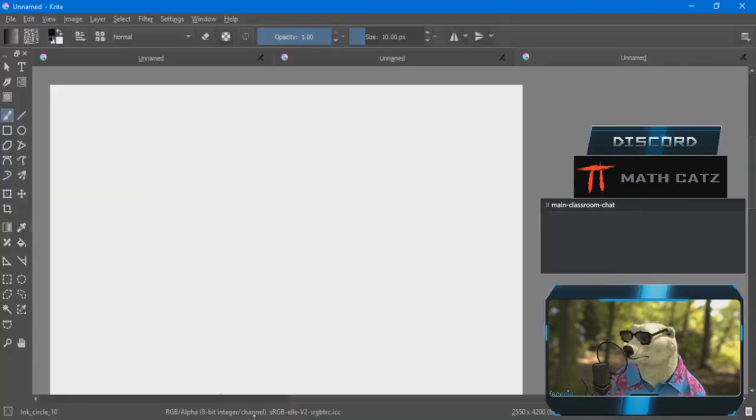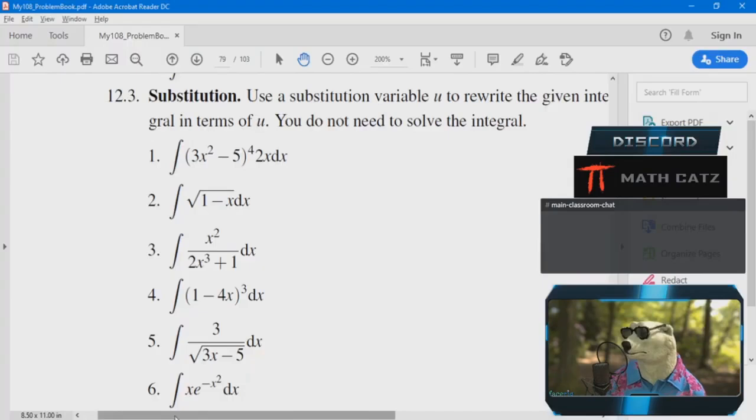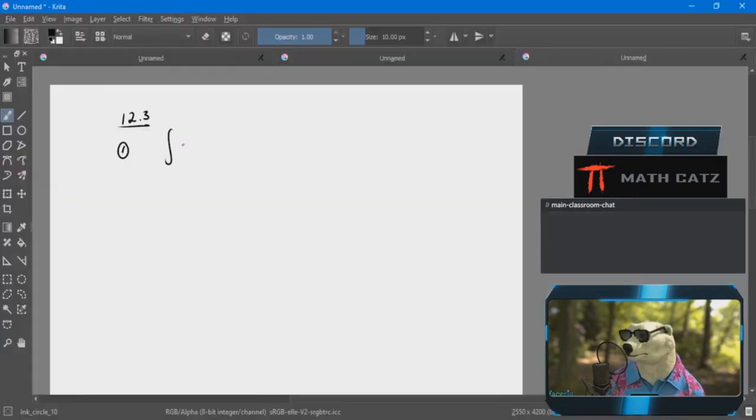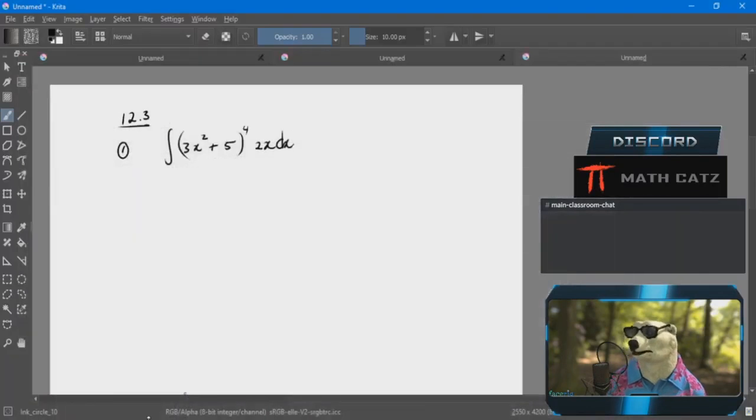3x squared minus 5, 12.3, number 1. What did I just say? I just said it. 3x squared minus 5, I believe, to the power of 4, and then a 2x. Double check. Looks good.